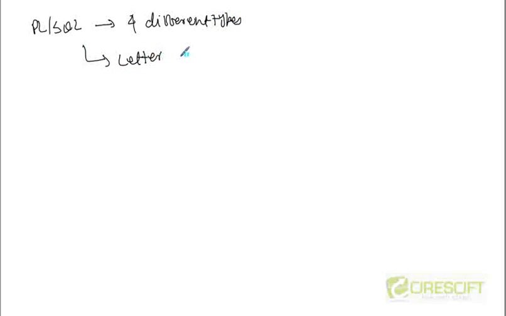So essentially, the PL/SQL engine supports four different types of character set types, and they are letters, like capital A to Z and small a to z. All these things are supported by PL/SQL. And next is digits, 0 to 9, and then symbols.